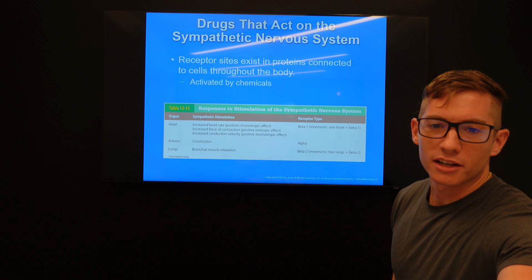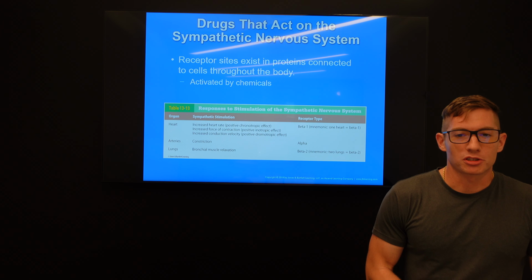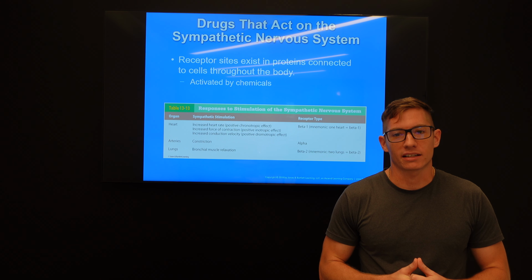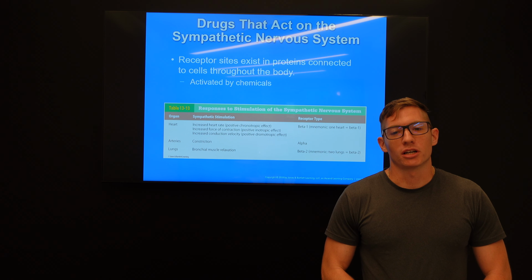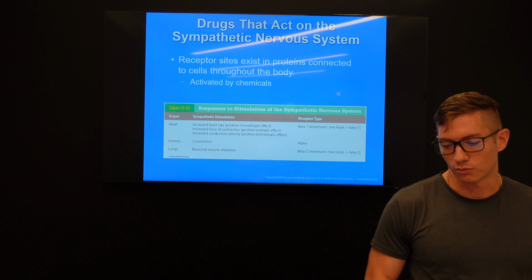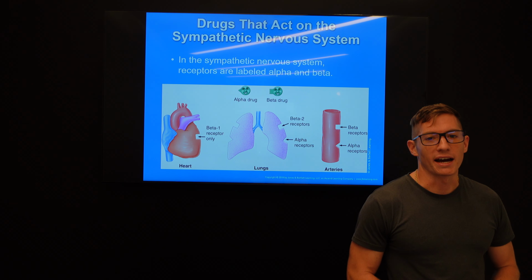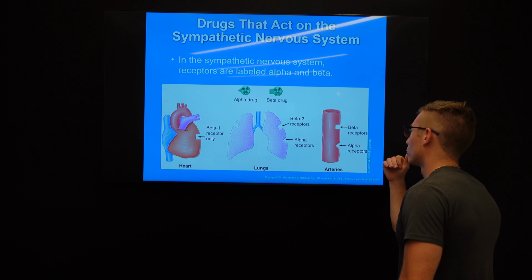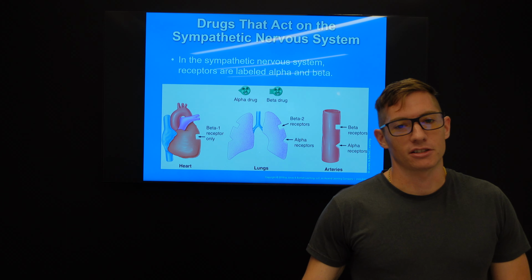Alright, so we have drugs that act on the sympathetic nervous system. Receptor sites exist in the body that are connected to the cell. Receptors are activated by chemicals, whether naturally occurring or in the form of a medication. Drugs that influence the sympathetic nervous system are classified according to the receptors they interact with. In the sympathetic nervous system, receptors are labeled alpha and beta. Any beta agent is going to increase the heart's rate, force, and automaticity. So everything regarding the heart is going to be a beta agent.